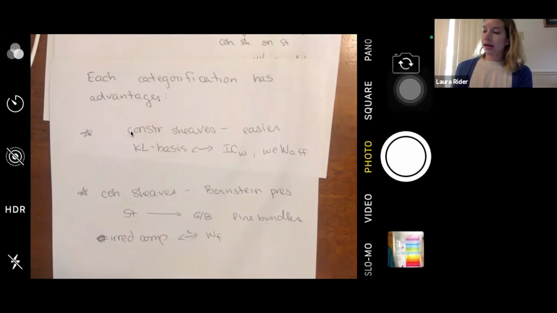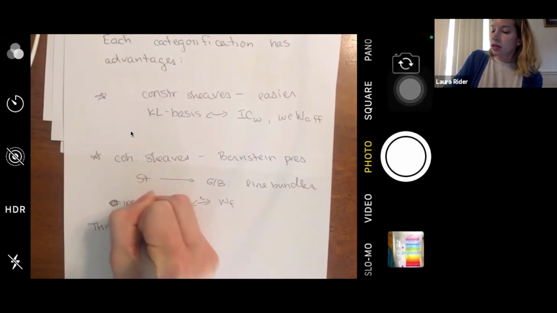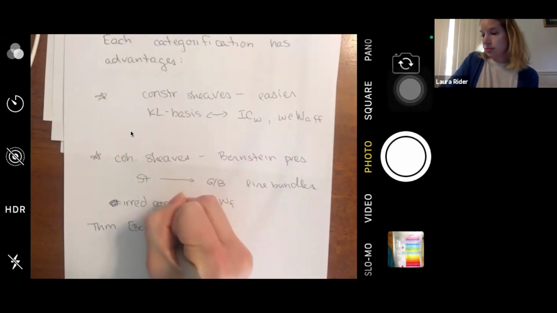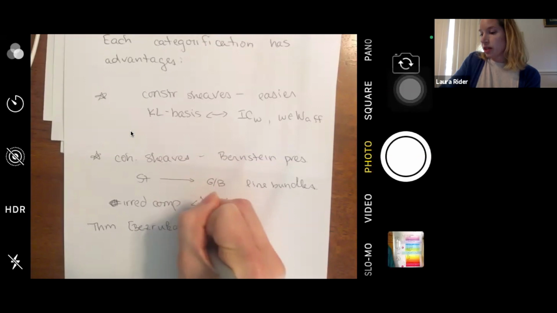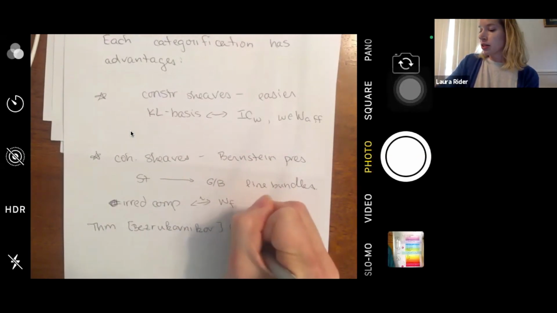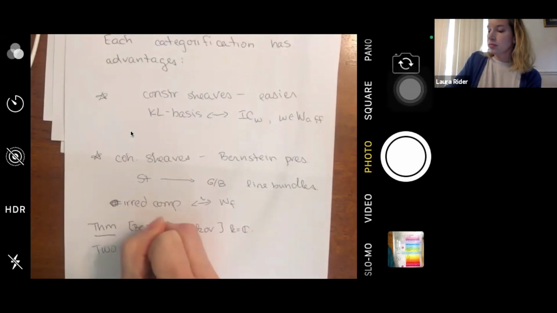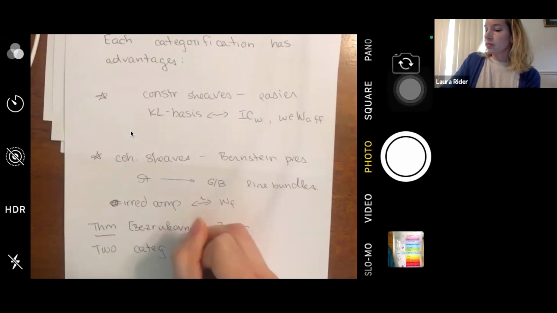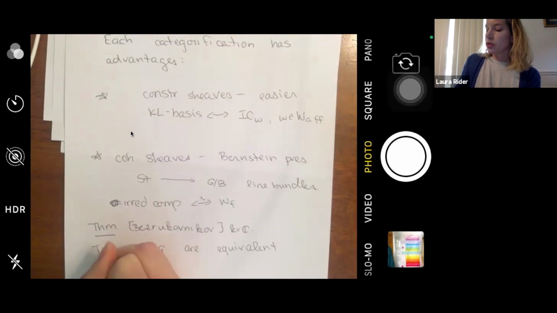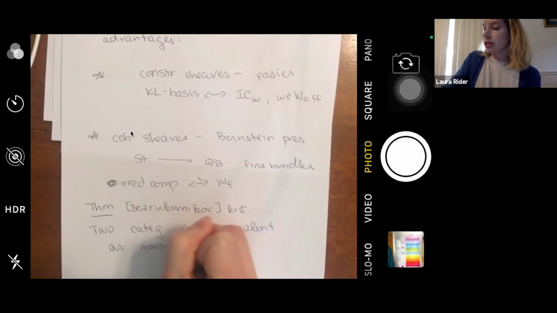And then the big theorem is that what you think is two categorifications is really one categorification. They just look different. So the two categories are equivalent as monoidal categories, at least if I'm working in characteristic 0.